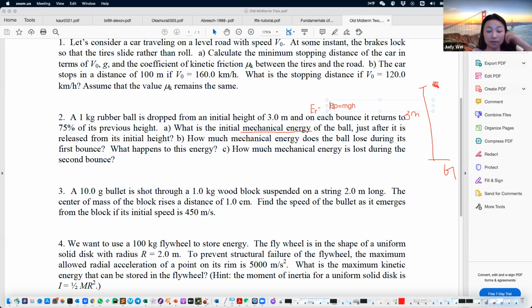Okay, so the next question. How much mechanical energy does the ball lose during its first bounce? The first height is the whole 3 meters, and the height after the bounce will be 3 times 75%. So height 1 is 3 meters, and height 2 is 3 times 75% meters. They ask how much mechanical energy, which is the potential energy, is lost in the bounce.